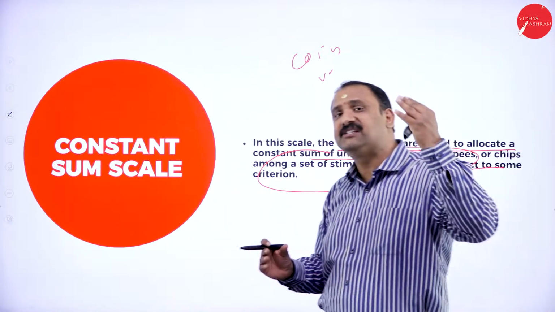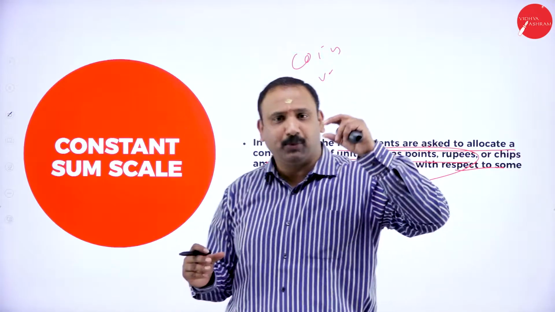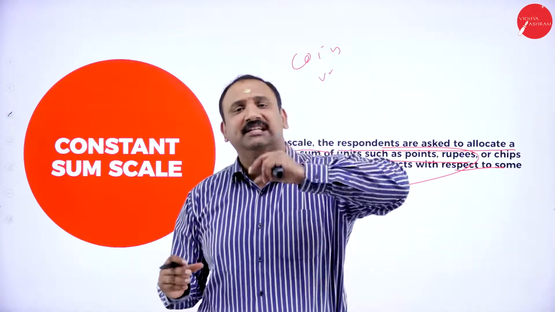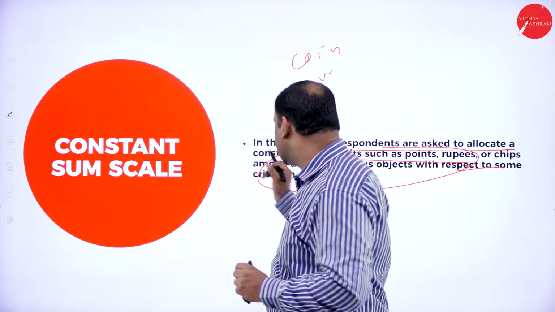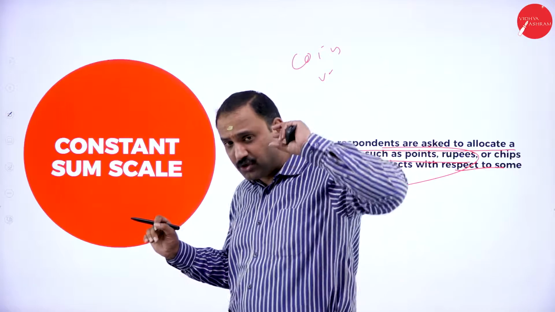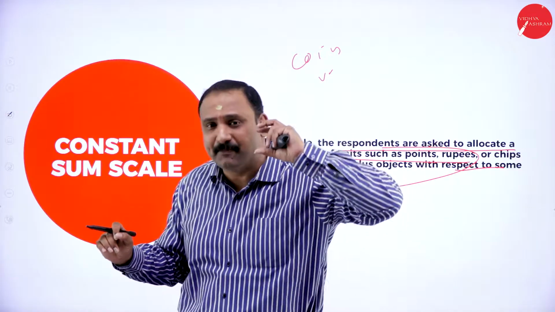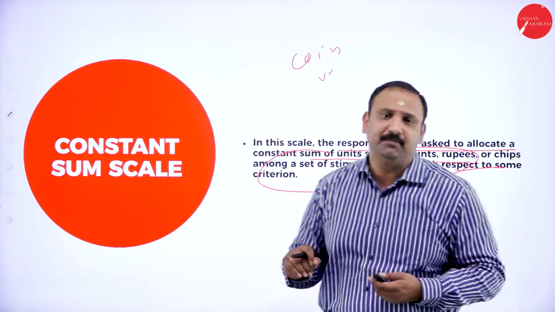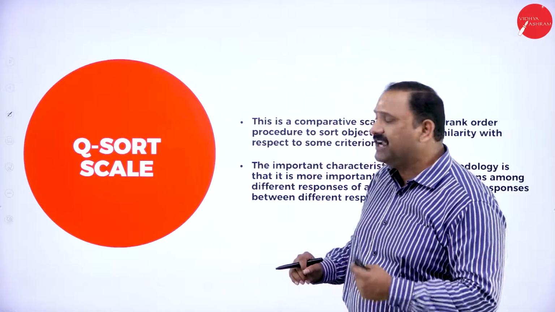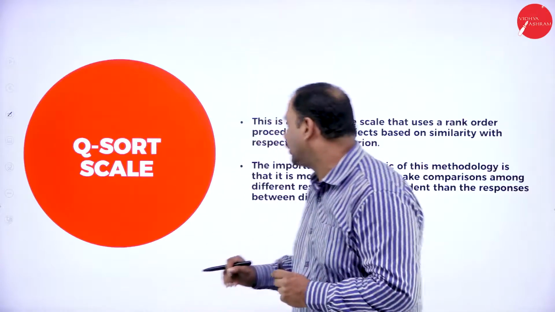So I'm allocating some values here. I'm trying to put a constant sum in some format so that I get a final end value as constant. That is very, very important, but we are going to use a certain method, a certain criteria, to achieve this constant sum rating scale, followed by the Q sort or the quick sort.